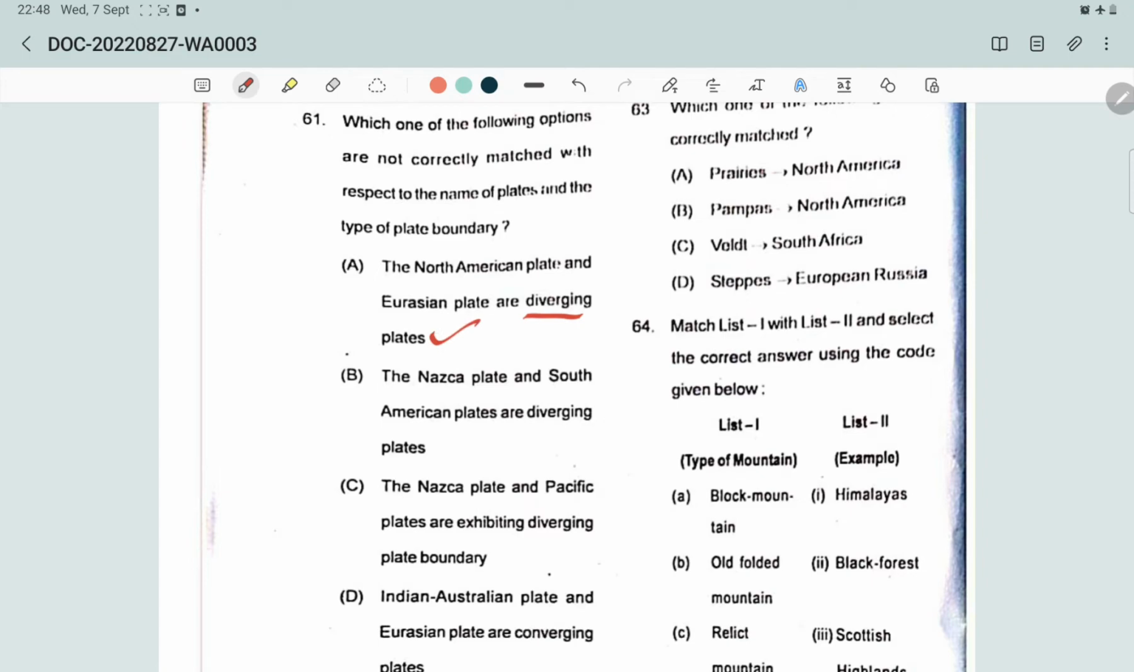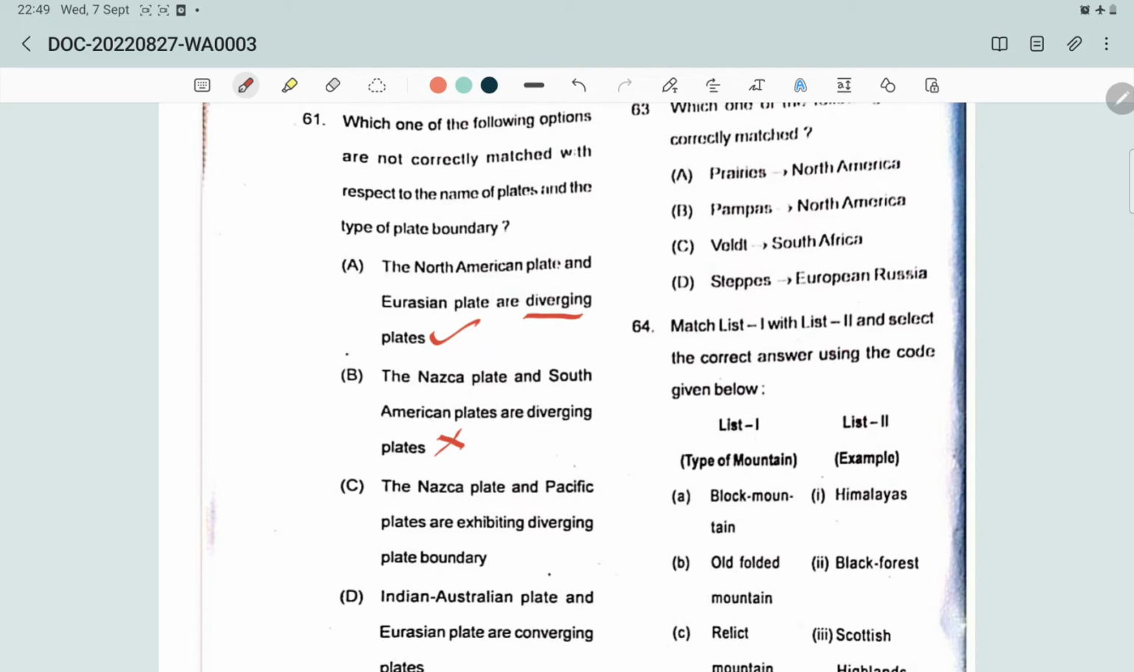And the statement B, that the Nazca plate and the South American plate are diverging plates, is not a correct statement because the Nazca and the South American plates are convergent, because they move in opposite directions and collide along the boundary between the two plates, so it is not the correct one.